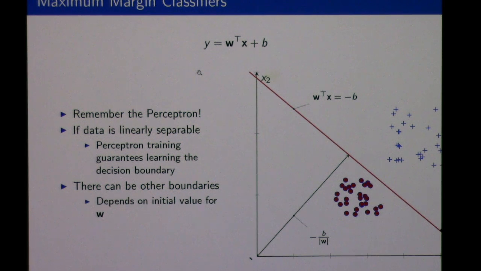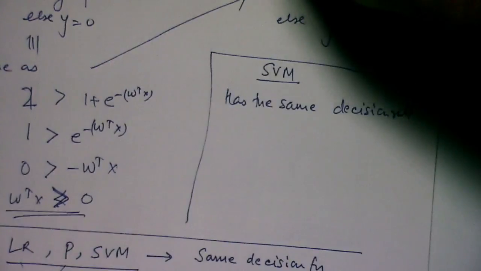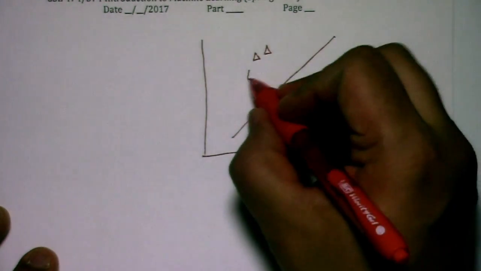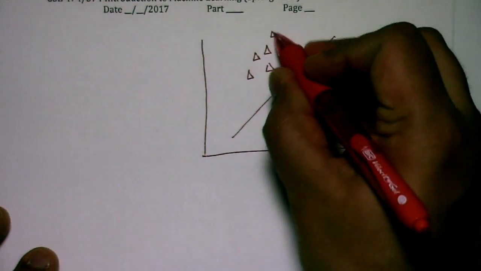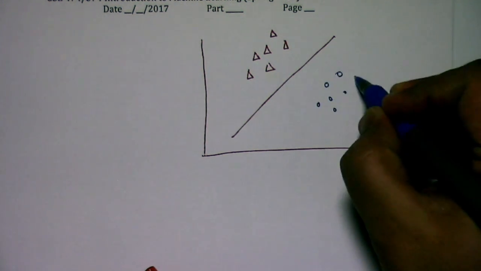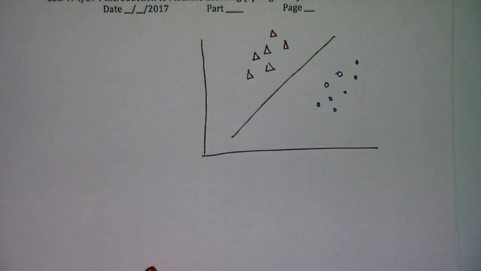Now comes the question: what is the difference between perceptrons and SVMs? For that, let's go back here. Let's say this is my training data. I have two types of points: I have these triangles, and I have these circles. They are linearly separable.